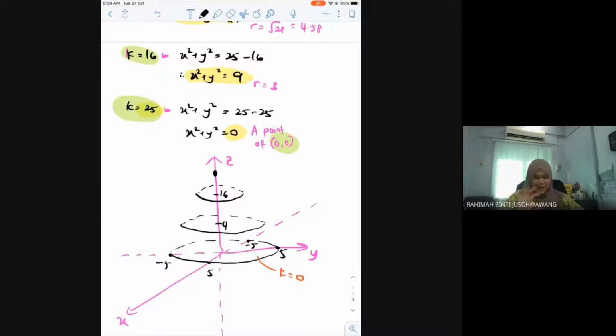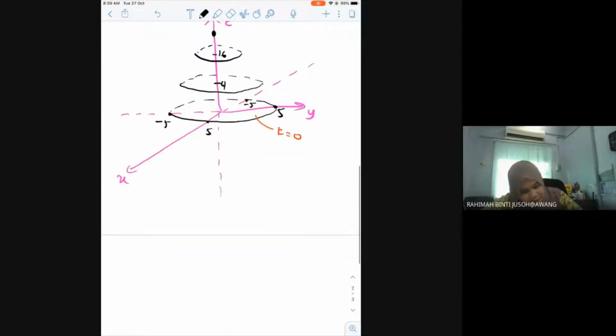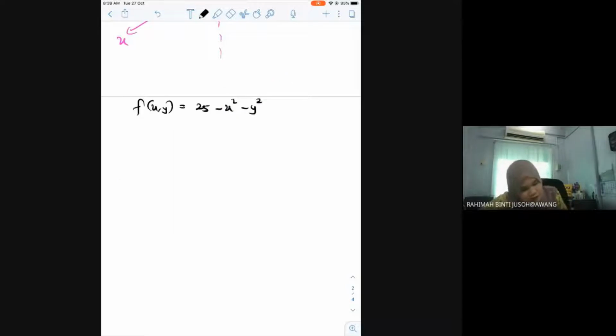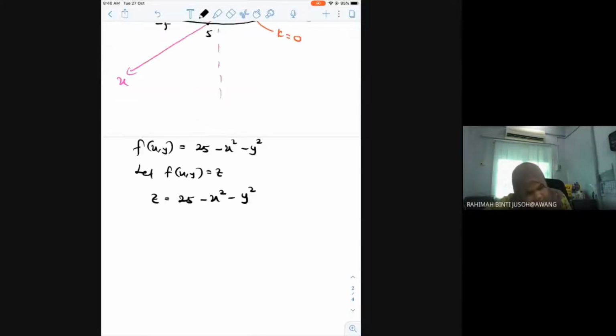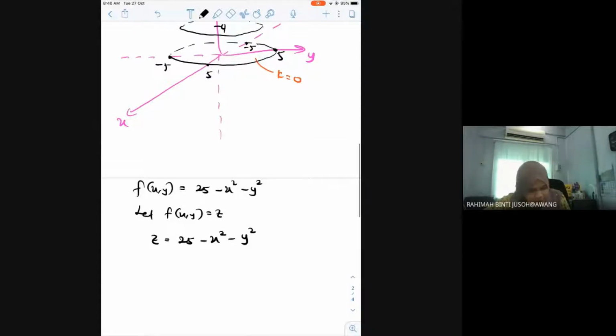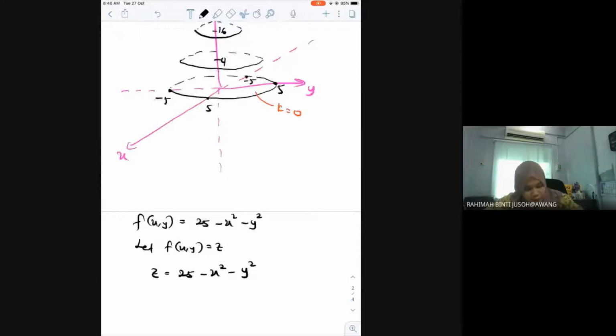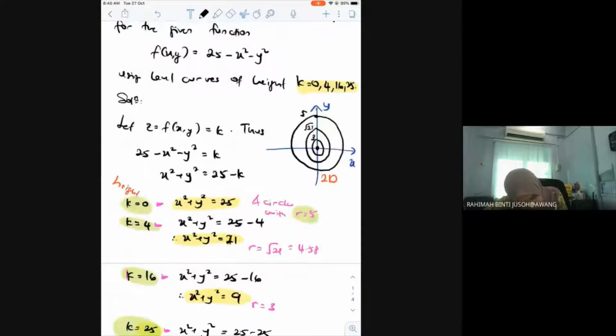So now, what happened in 3D, guys? This is not complete yet. Let's look back at our original equation: f(x,y) equals 25 minus x squared minus y squared. Now let f(x,y) equal z. So we have z equals 25 minus x squared minus y squared. So now how do we complete the graph? We're going to find the graph for the xz plane, and just now the xy plane. This one in 2D is the xy plane.